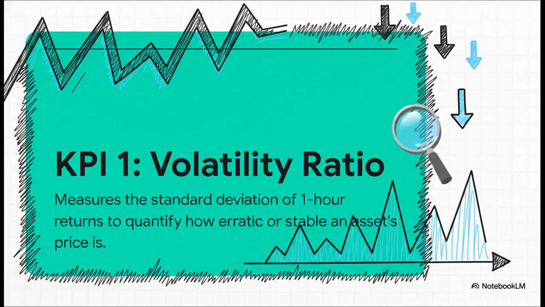First up is the volatility ratio. This is a straight-up statistical measure, the standard deviation of returns over the last hour. In simple terms, it's just measuring how choppy and unpredictable the price is right at this moment. A high number here means the market is unstable.